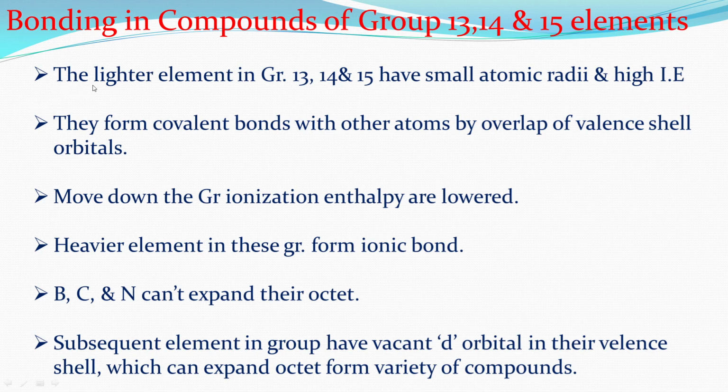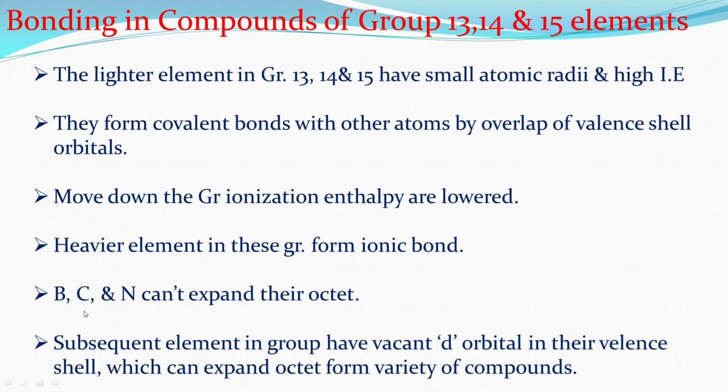First, the lighter elements in group 13, 14 and 15 have small atomic radii and high ionization enthalpy. They form covalent bonds with other atoms by overlap of valence shell orbitals. When we move down the group, ionization enthalpies are lower in group 13, 14 and 15. Heavier elements in this group form ionic bonds.